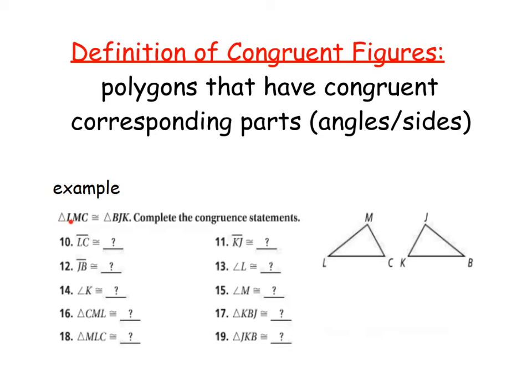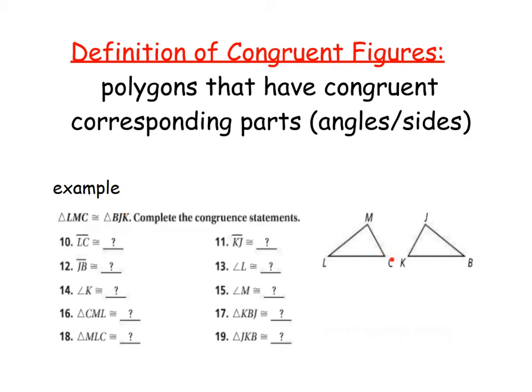They say triangle LMC is congruent to triangle BJK. The order of these letters is important. They have to match up. So this L corresponds to this B. So over here in the picture, that means this angle here corresponds to the angle over here on the right. So it's almost like it's been reflected, like there's a mirror image here. Because you can see that M corresponds to J, so that would make sense. But then you have C corresponds to K. That's these two close ones.